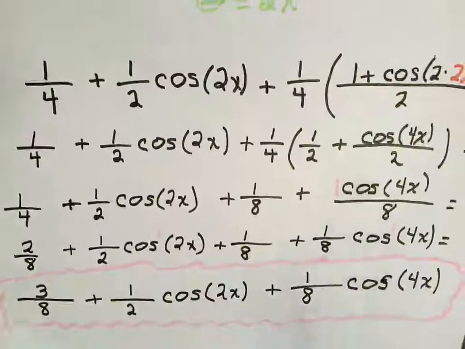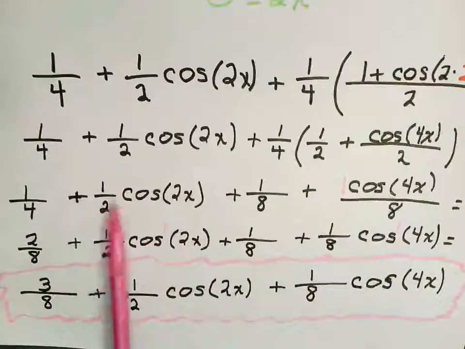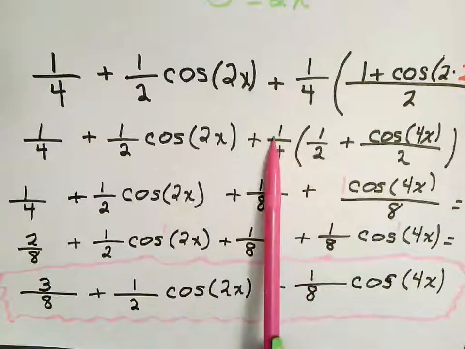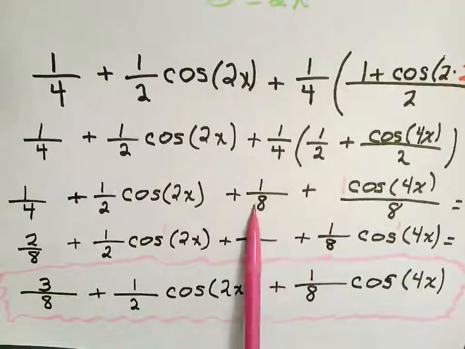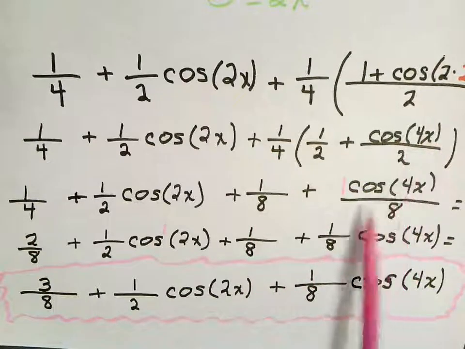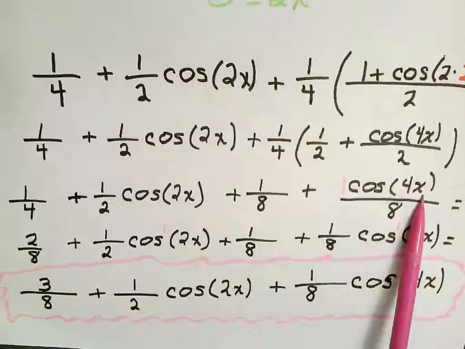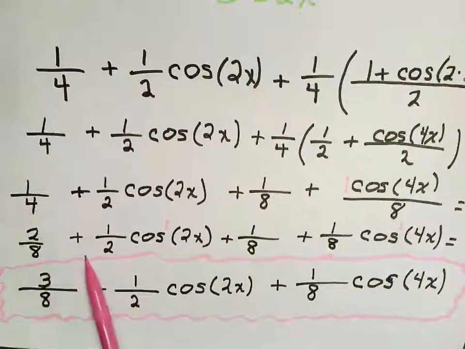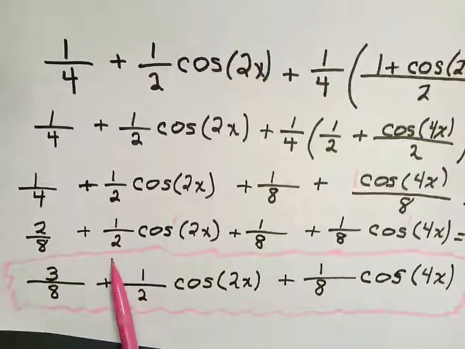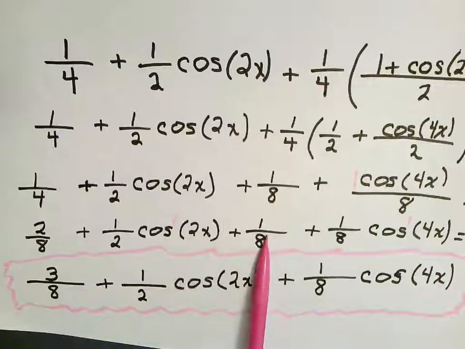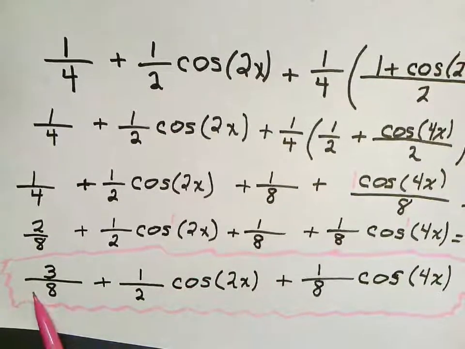Next, I bring down again the 1/4 plus the 1/2 cosine of 2x. I'm going to use my distributive property now. 1/4 times 1/2 is 1/8. 1/4 times cosine of 4x over 2 gives us 1 cosine of 4x over 8. Now, I can only add and subtract fractions when I have like denominators. So 1/4 is the same thing as 2/8 plus the 1/8 will give me 3/8.